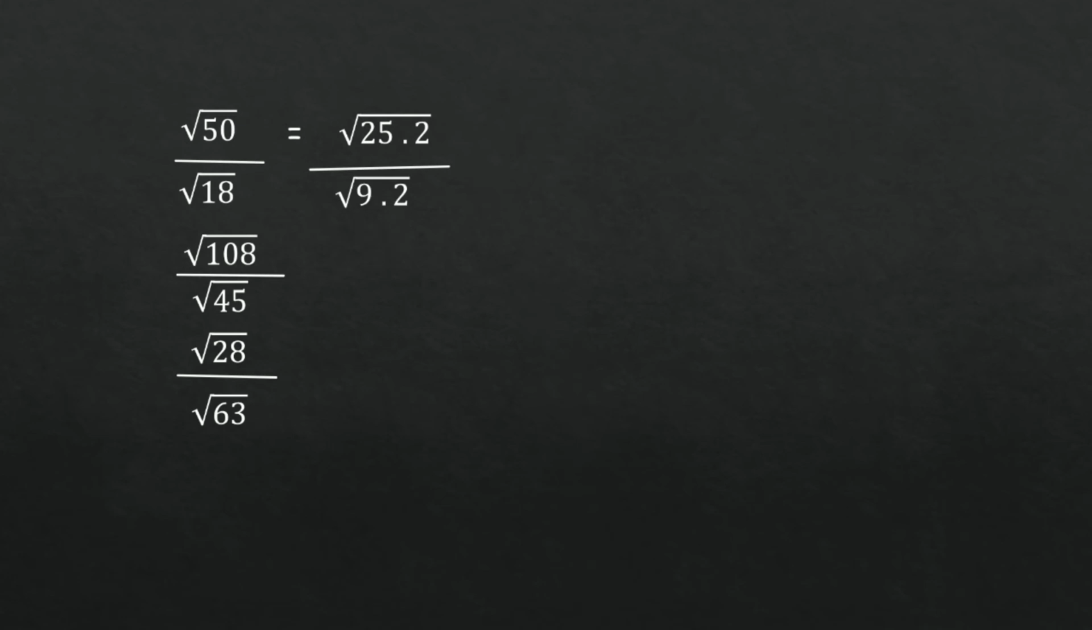And as you can see, they have common factors, which is 2. So let's simply cancel them out. So our answer now is 5 over 3, because square root of 25 is 5 and square root of 9 is 3. So let's simplify 5 over 3 into mixed numbers. So we have 1 and 2/3.